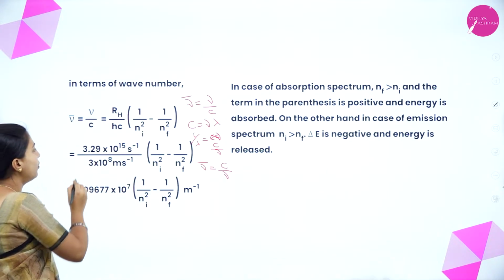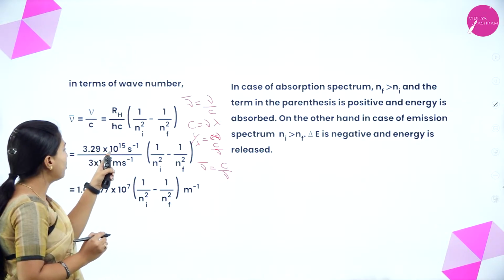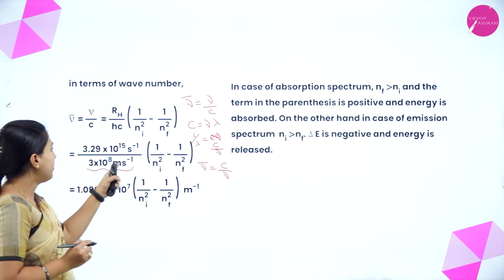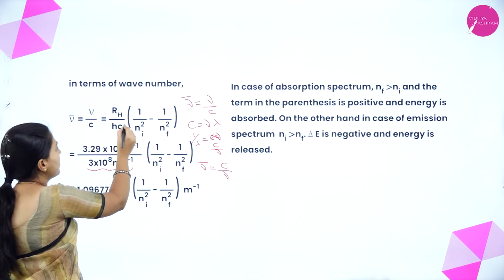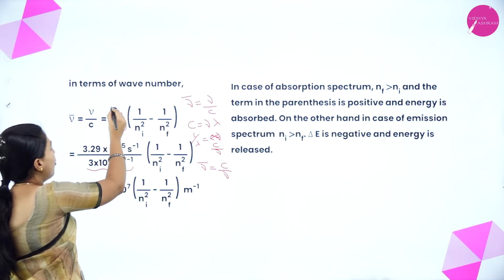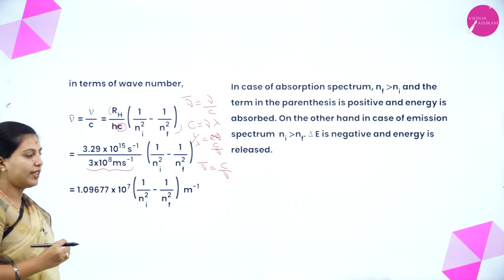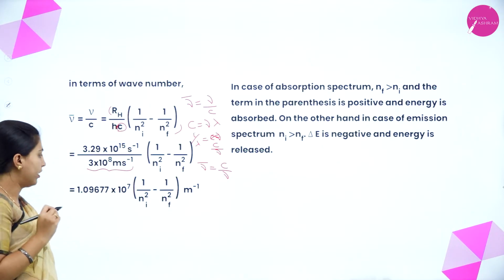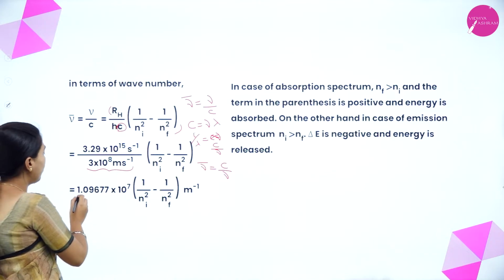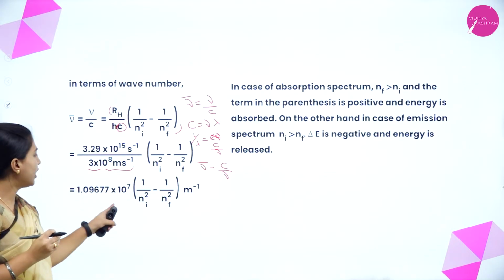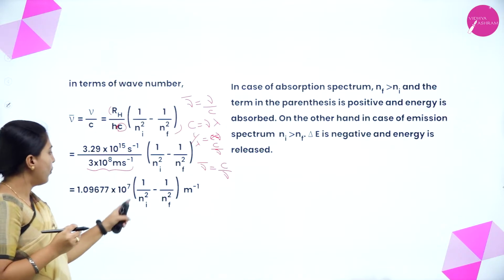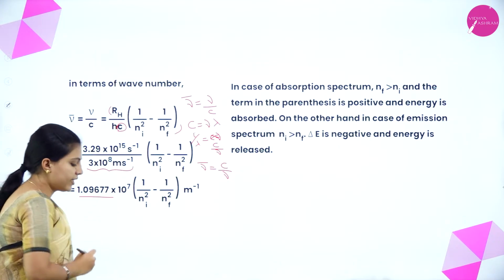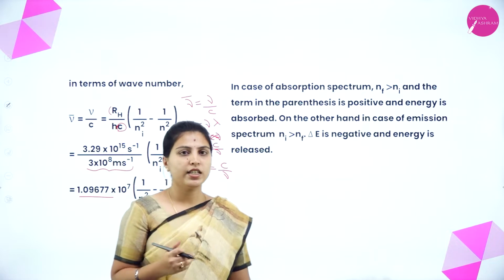See here, nu, what we got, that is 3.29 into 10 to the power of 15 per second. What is this? 3 into 10 to the power of 8 meter per second. What is this? This is C, velocity. This much we have taken from the frequency, here we have substituted. Only C we need to find. So here we have written. After everything is substituted, we will get 1.0967 into 10 to the power of 7 into 1 by Ni square minus 1 by Nf square per meter. This constant we have seen in the hydrogen spectrum also.